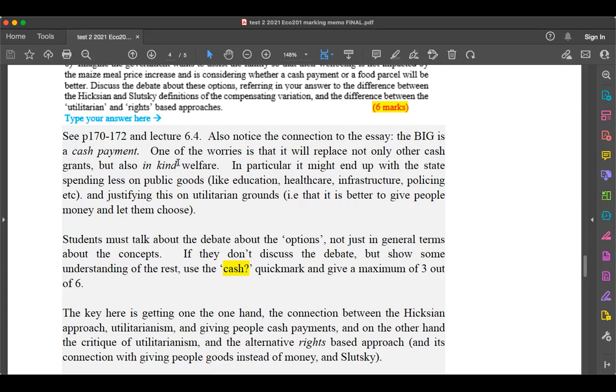We might end up with the state spending less on public goods, and you know what these public goods are. And this is justified on utilitarian grounds, in essence, that it is better to give people money and let them choose. Obviously, this is based on the assumptions that consumers are rational and independent. So this is one thing. You need to open up debate because there are two different types of economists.